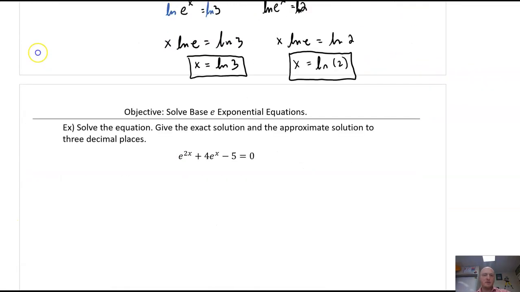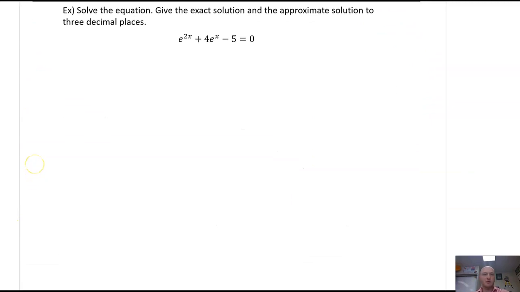Okay. All right, let's go ahead and look at one more example. So a similar idea here, I have e to the power of 2x, well that's e to the power of x squared, plus 4 times e to the x minus 5 equals 0. This is a trinomial structure, meaning I have 3 terms, and I want to go ahead and solve by factoring it into 2 binomials. So what factors of negative 5 add together to give me a positive 4? And that looks like it's going to be a positive 5 and a negative 1.